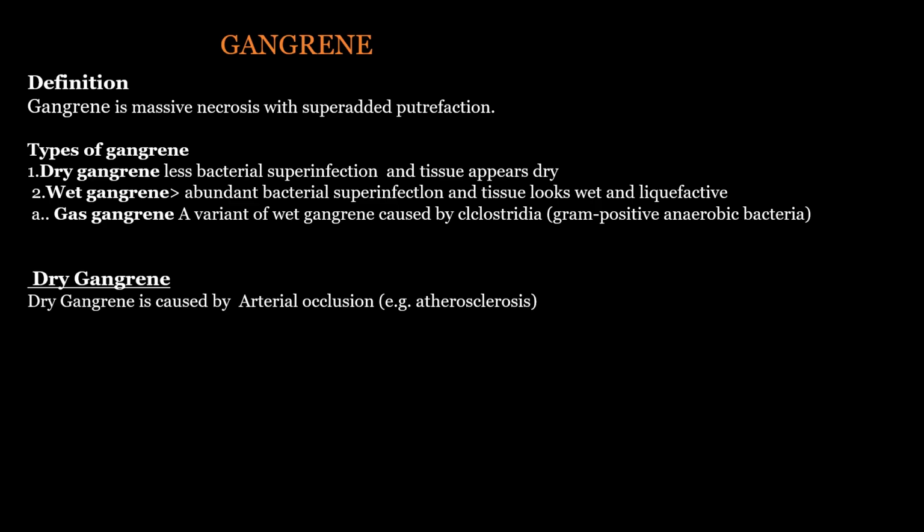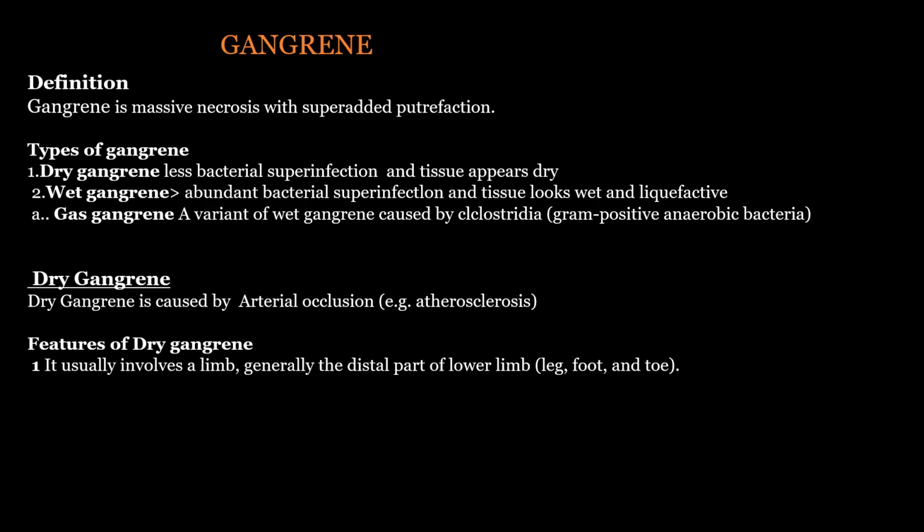Let's start with the first one, dry gangrene. Dry gangrene is caused by arterial occlusion. If the arteries inside our body are occluded, most of the arteries that are found in our limbs, they can cause dry gangrene. What are the features of dry gangrene?